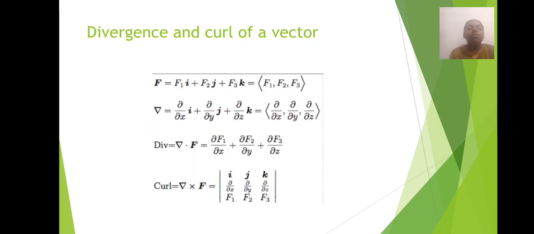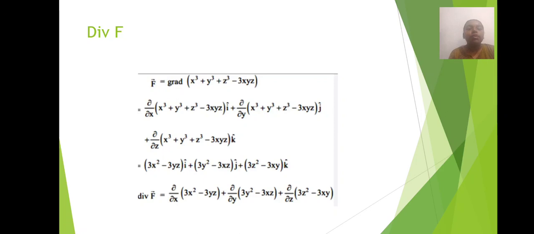Divergence and curl of a vector. Divergence: the formula will be denoted as f is equal to f1 i plus f2 j plus f3 k. The grad will be equal to partial differentiation where the i, j, k vectors vanish, but the curl of a vector, that is del cross f, is equal to the determinant of i, j, k, partial differentiation, f1 f2 f3, where the i, j, k terms exist, but in the divergence the i, j, k terms will be vanishing.